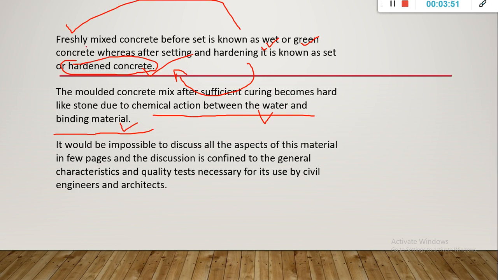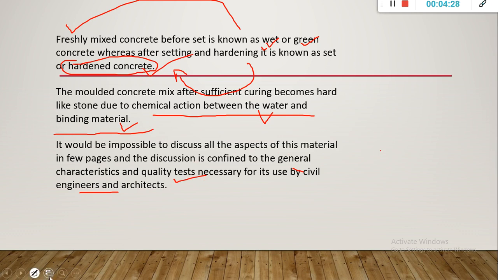Okay, it would be impossible to discuss all the aspects of the materials in a few pages, and discussion is confined to the general characteristics and quality tests necessary for it, used by civil engineer or architect. So gute a particular concrete or gutei khini bishoy discuss kora to সম্ভৱ নহয়. So tar karone prottekto site ot tar jikhini site or conditions tar upor depend kori he kisman quality test kori pelai concrete or characteristics khini swa hoy.